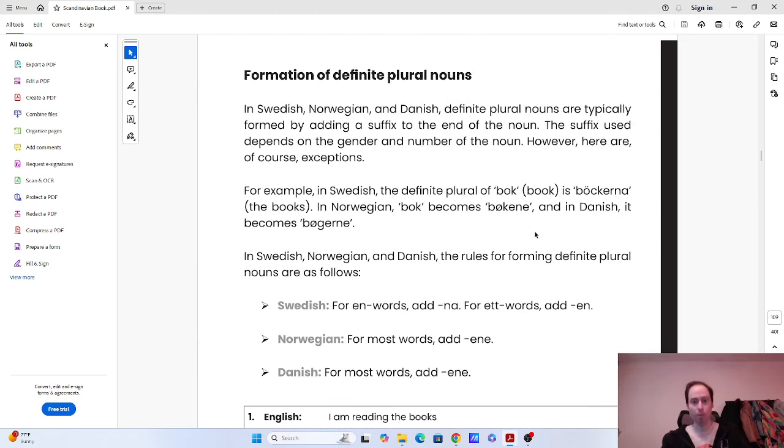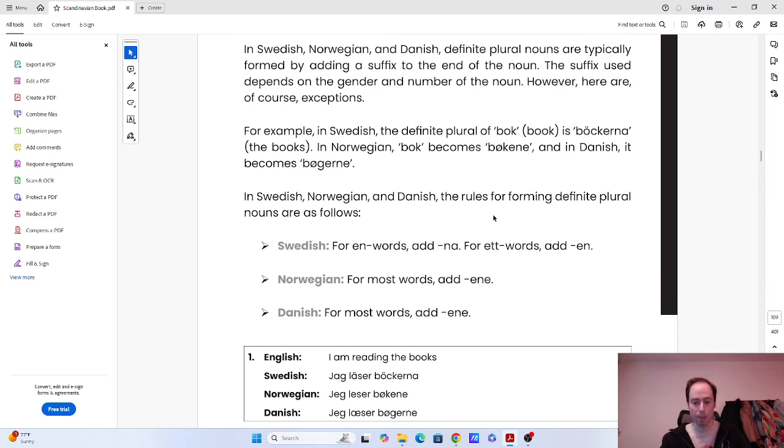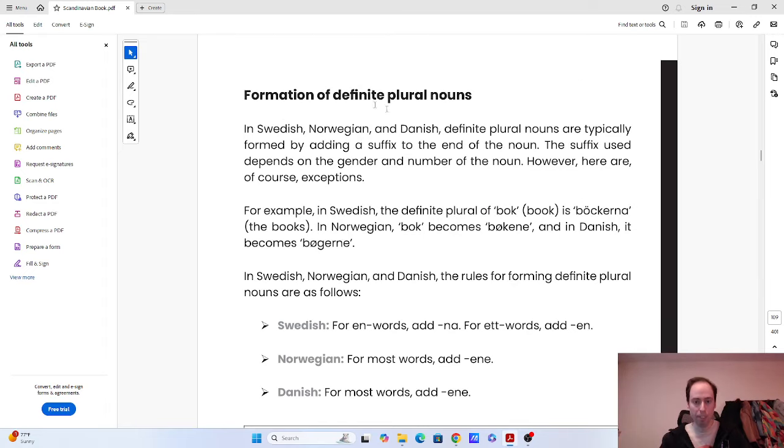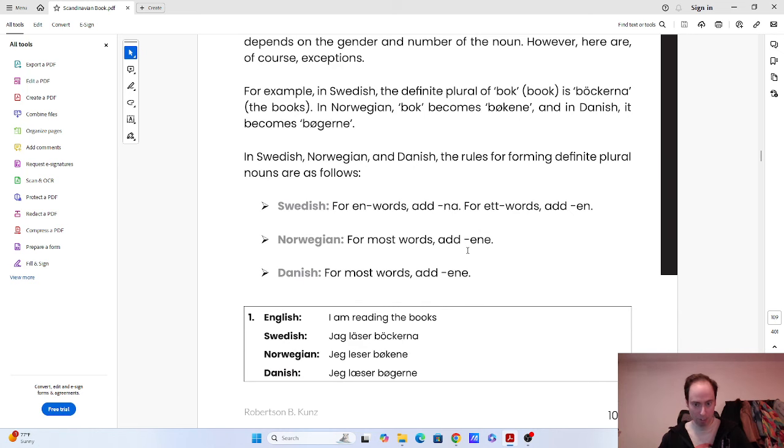So if you remember the definite nouns, when we say the book, we say boken. We have the N at the end, which means when you want to do the plural of the definite noun, so if you want to say the books, we have to say books the in these languages. So we put the at the end. And for Swedish, we add na for the N words, the common words, and add N at the end for neuter words. And for Norwegian and Danish, we usually just add ene for all of them.